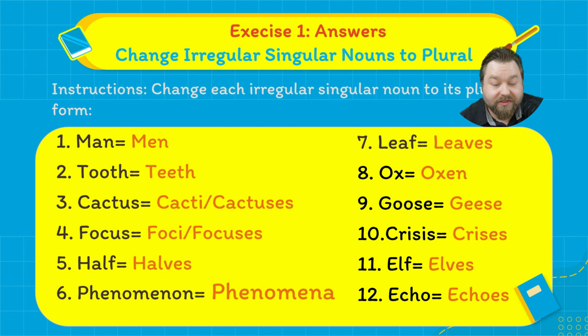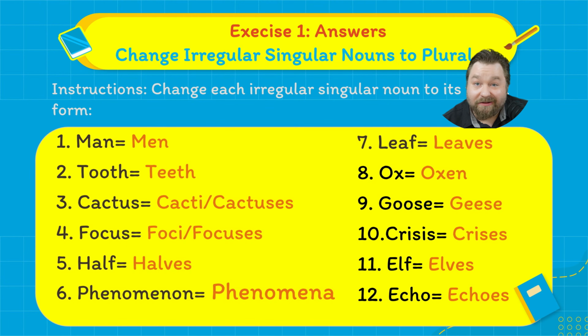Number 9, goose becomes geese. Crisis becomes crises. All right? That's a real weird one, but that's okay. Just remember that one. Fortunately, the weird ones, if you've noticed, are words that you rarely say. So it's cool. Elf becomes elves. And number 12, echo becomes echoes. Echoes. Cool.